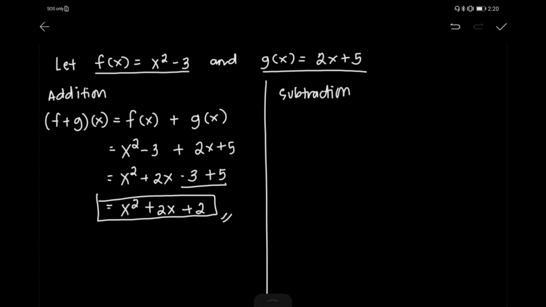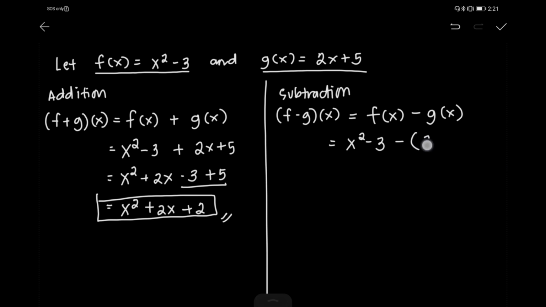Let us now proceed to subtraction. To subtract, we know this is represented as f minus g of x, where we're just going to subtract the second function from the first function. Okay, so substitute the value of our f of x, which is x squared minus 3, minus our g of x, which is 2x plus 5.